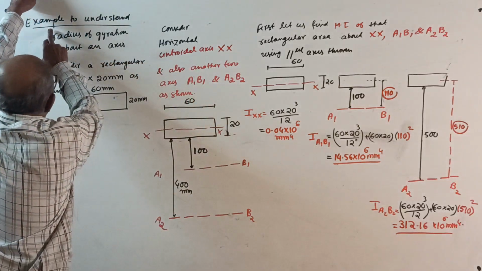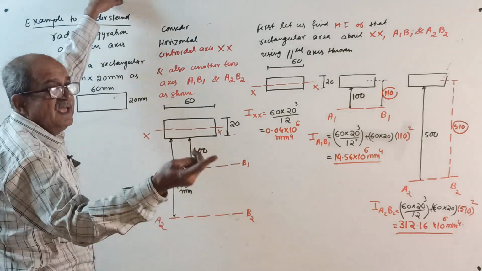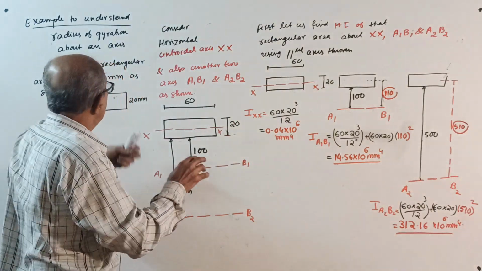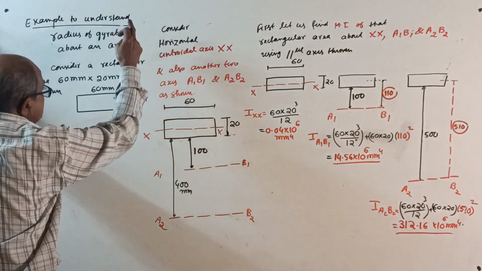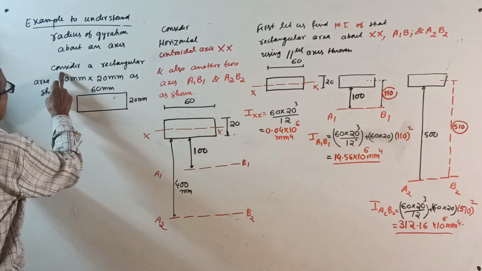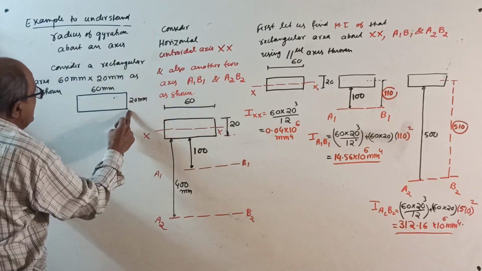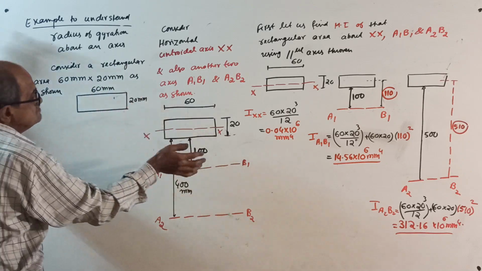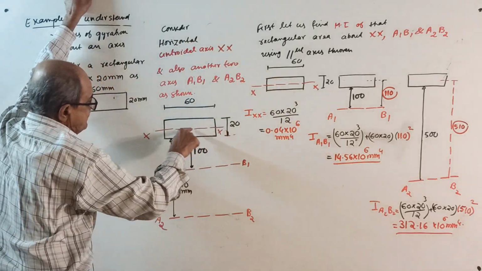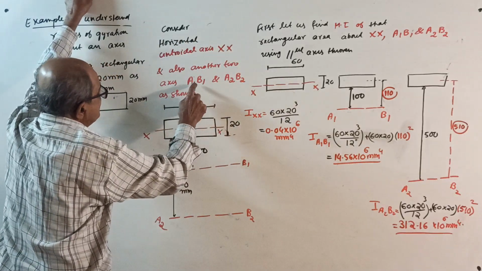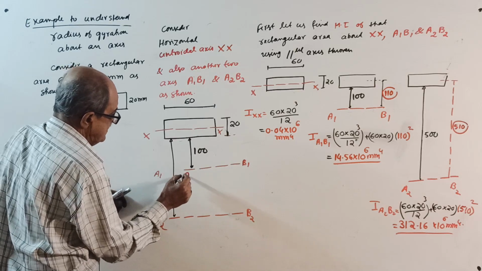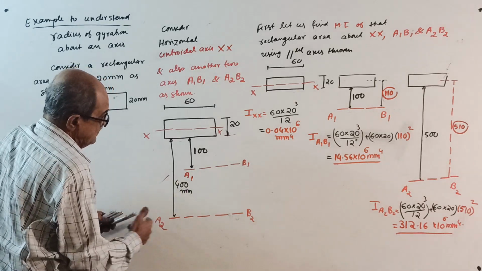See, right here, before you go to further explanation or definition or final expression, an example to understand radius of gyration about an axis. Okay, consider a rectangular area 60 by 20 as shown. Consider the horizontal center axis XX. Also another two axes, one of them is A1B1, the other is A2B2.